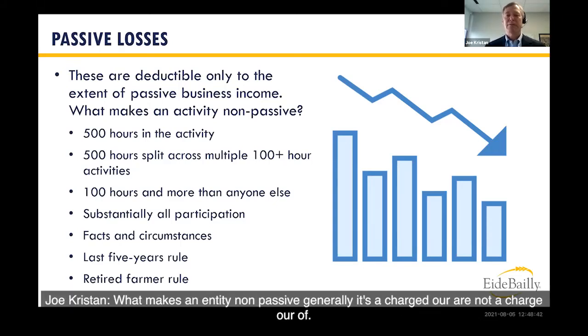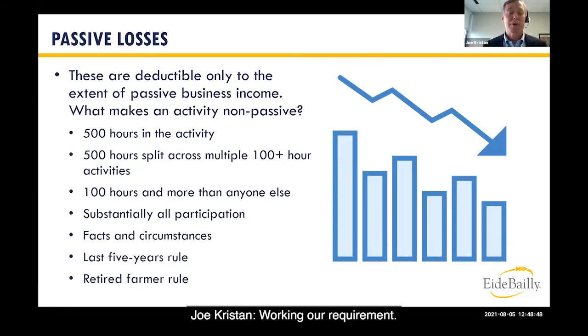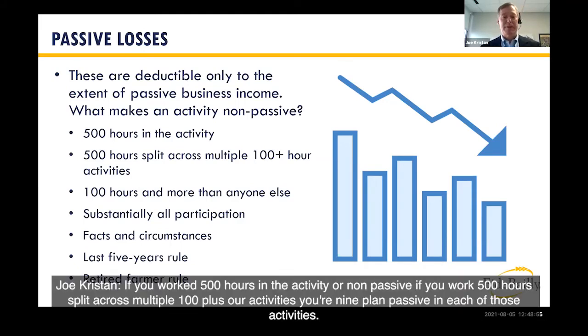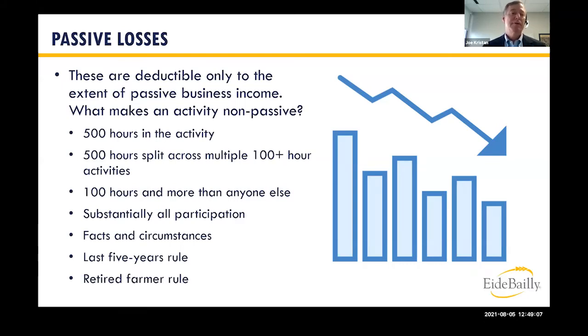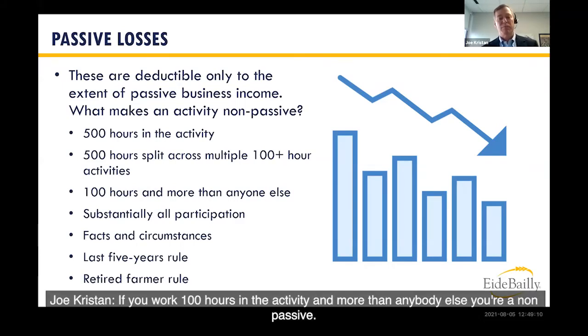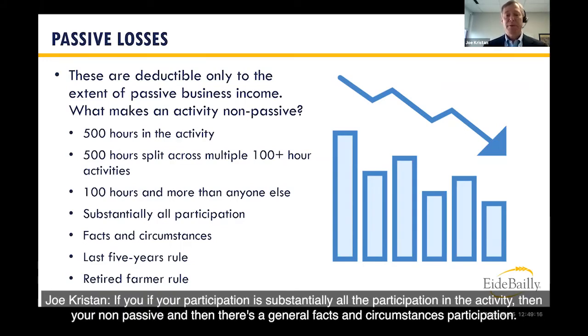What makes an entity non-passive? Generally, it's a charged hour, or not a charged hour, working hour requirement. If you work 500 hours in the activity, you're non-passive. If you work 500 hours split across multiple 100 plus hour activities, you're non-passive in each of those activities. If you work 100 hours in the activity and more than anybody else, you're non-passive. If your participation is substantially all the participation in the activity, then you are non-passive. And then there's a general facts and circumstances participation.